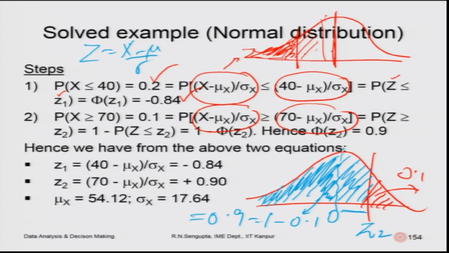So, 0.4 basically makes up, such is the case you can find out the z1 and z2 value. So, based on that you find out the values of z1 and z2, and once you find out z1 and z2 you solve and find out that mu value is 50.12 and the variance. So, square root of that gives me 17.64.